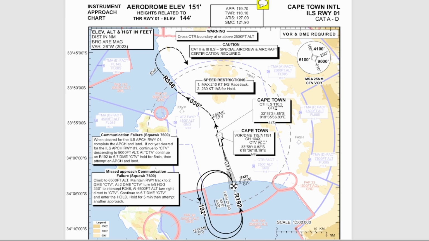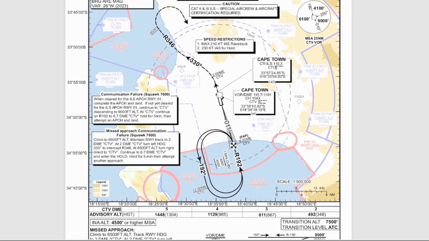It will be a heading of 192 until we reach the 6.7 DME, still on VOR CTV, but this is where it differs. First, we did a direct entry, that is, we came from here and entered the holding pattern, and then we kept doing left turns.